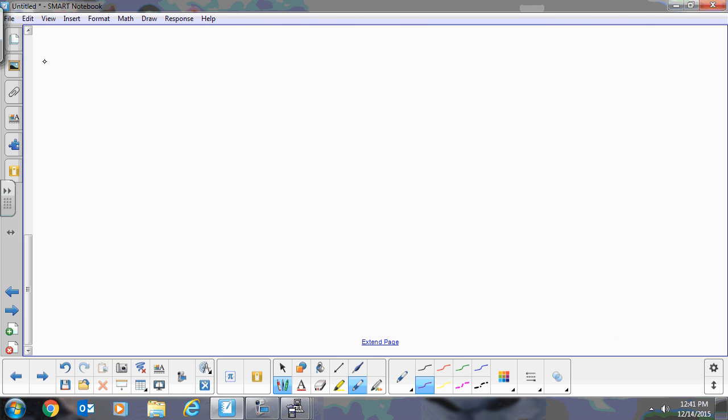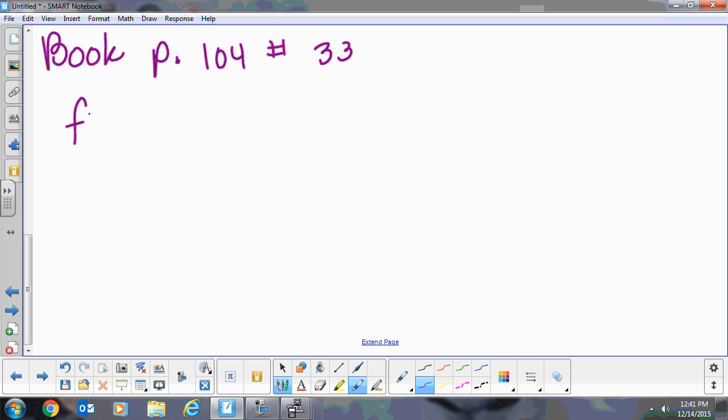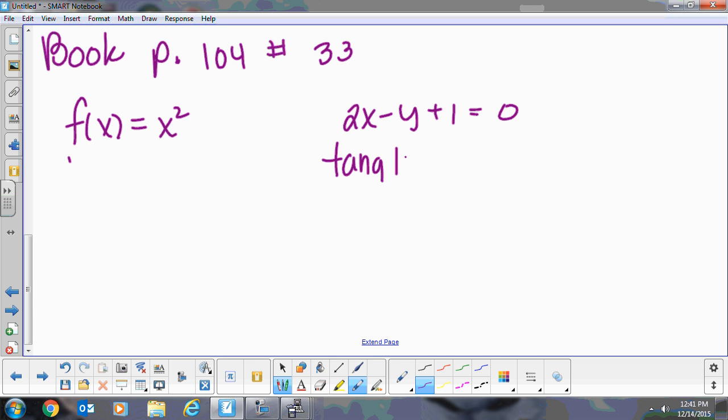So this is the book now. This is page 104, number 33. We have a function that's x squared, and we have a line, which is 2x minus y plus 1 equals 0. Find an equation of the line that is tangent to the graph of f. We want the tangent line, and we need a tangent line parallel to that.